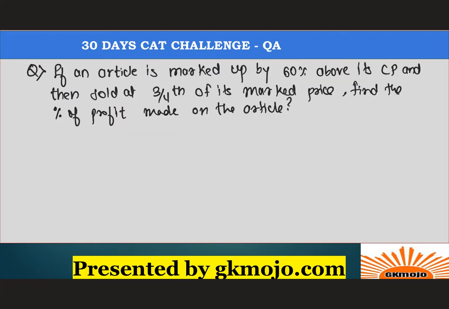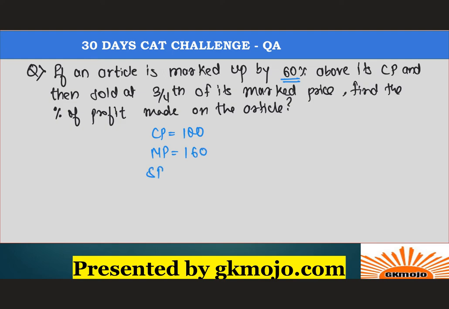Let's have a look at the next question, which is based on profit and loss, arithmetic. If an article is marked up by 60% above its cost price and then sold at 3/4 of its marked price, find the percentage of profit made on the article. This is a very easy question, but a lot of you will make mistakes by interchanging the marked price and the cost price. It says it's marked up 60% above its cost price. Let's say the cost price was rupees 100. Your marked price would have been 160.